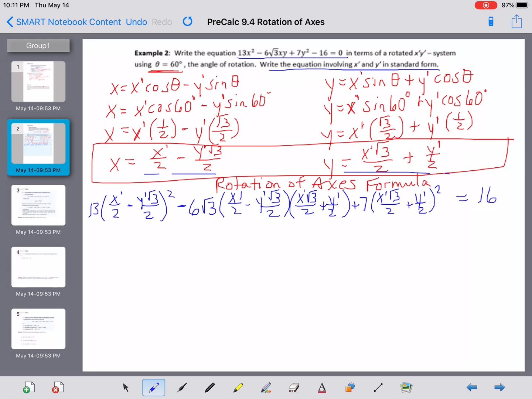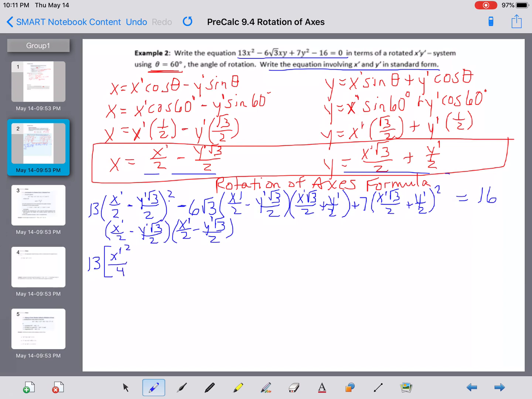Okay, so this first term, it says it's squared. That really means that it's x prime over 2 minus y prime radical 3 over 2 times itself. That's what it means to square, right? X prime over 2 minus y prime radical 3 over 2. Don't forget this 13 is a coefficient, so I'm going to put 13, and now I'm going to square those terms. So first, x prime over 2 times x prime over 2 is going to give me x prime squared over 4.